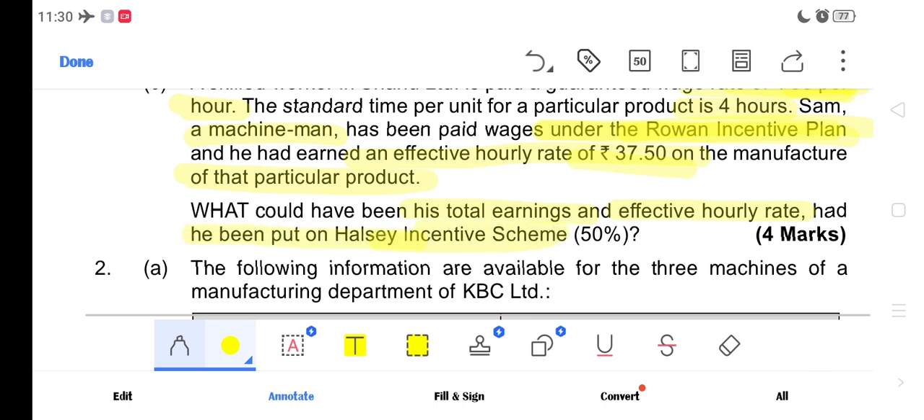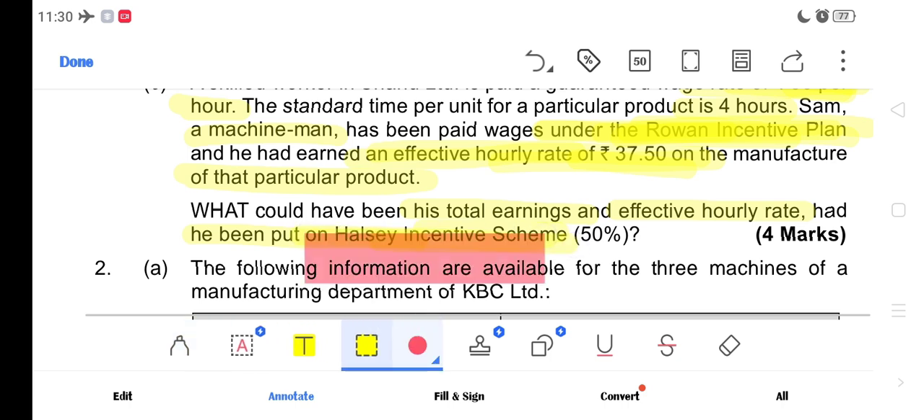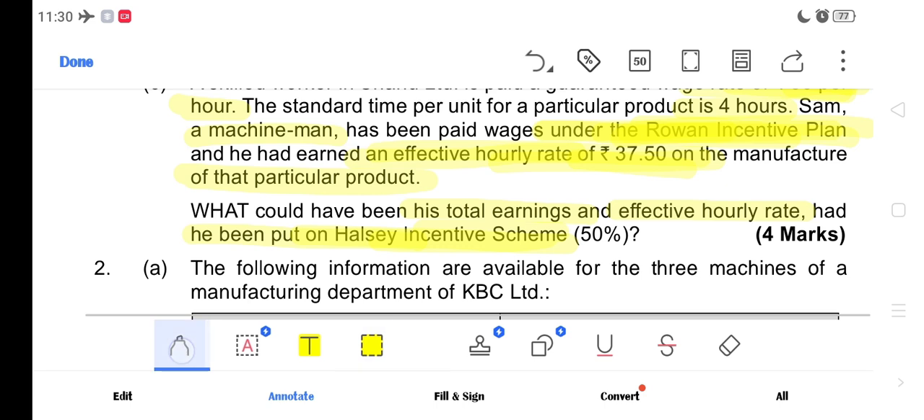Okay, what could have been his total earnings and effective hourly rate had he been put on Halsey incentive scheme? Now what they are asking, what are his total earnings and effective hourly rate? He is now receiving in Rowan incentive scheme, no? So they have given effective hourly rate, right? So what is the effective hourly rate and total earnings if he receives in Halsey incentive scheme?